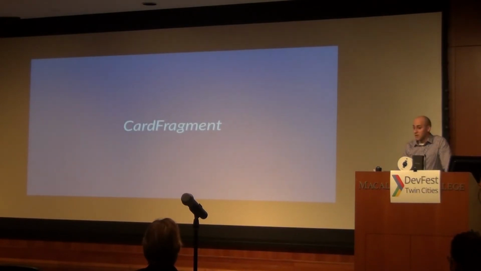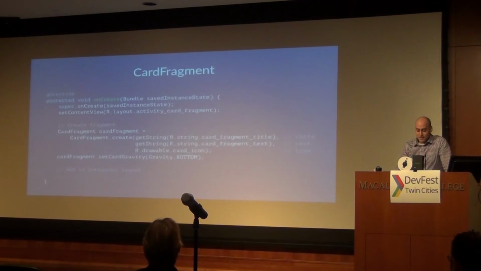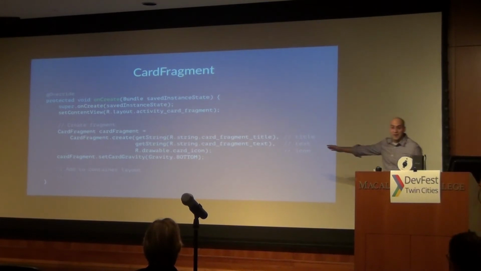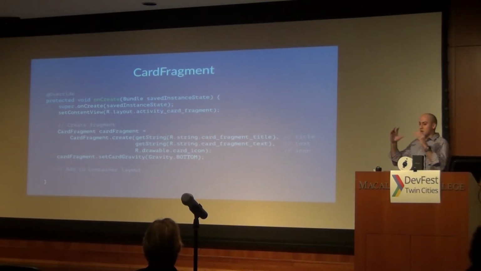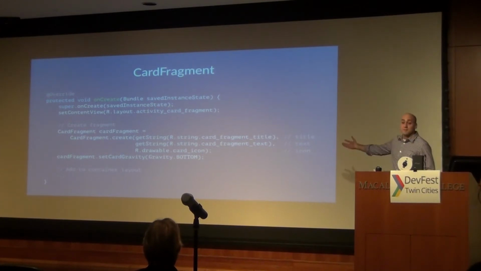The first type is called CardFragment. I've just shown here that you can set this up pretty much in one line. And you can add a second line where you tell it, if my card is small, do I pin to the top or the bottom of the screen? And that's it. Then you just add that fragment the way you normally add a fragment to your activity, and you're all set. You have your card.